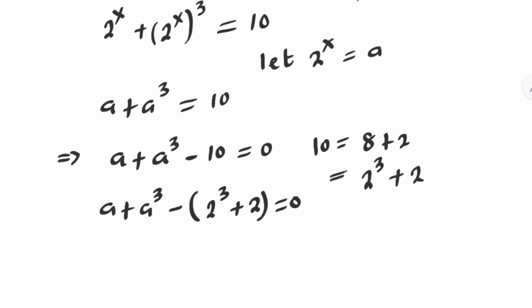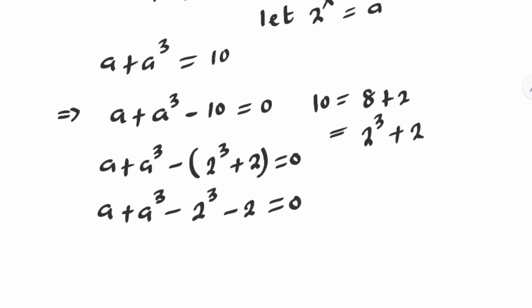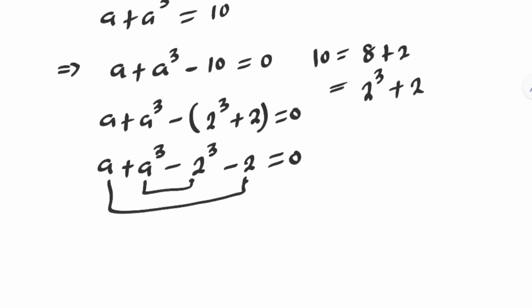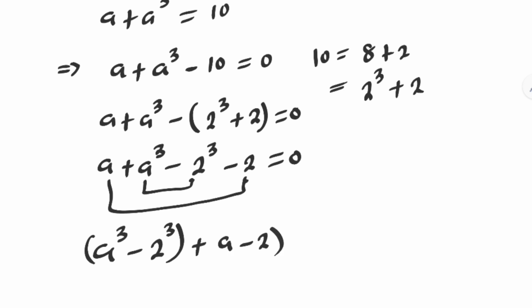Let's open the bracket with this minus. We have a plus a raised to power 3 minus 2 raised to power 3 minus 2 is equal to 0. Now let's pair this and this together, then this and this together. We have a raised to power 3 minus 2 raised to power 3 bracket, then plus this a minus 2 bracket is equal to 0.